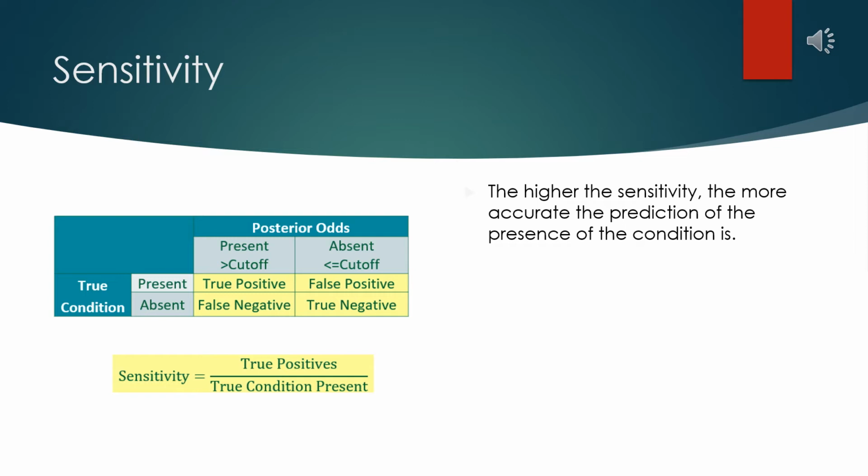The first thing you'll have to know and understand is sensitivity. Sensitivity you can find by dividing the true positives by the true condition present. True positives are when it predicts that the condition will occur, and it does indeed end up occurring. A false negative is an error in the prediction and also the absence of the condition. The higher the sensitivity, the more accurate the prediction is of the presence of the condition.